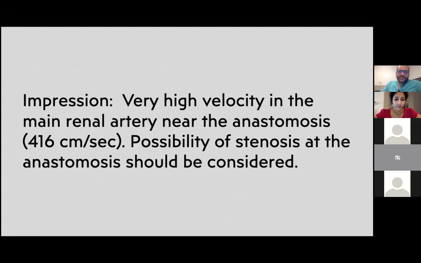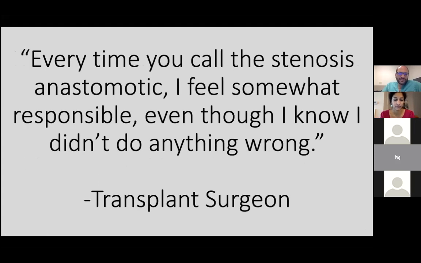Okay, let's look at another thing. Impression: very high velocity in the main renal artery near the anastomosis, 416 centimeters per second. Possibility of stenosis at the anastomosis should be considered. This is another report that we had before we implemented our standardized report. This is a quote from a transplant surgeon: "Every time you call the stenosis anastomotic, I feel somewhat responsible, even though I know I didn't do anything wrong."